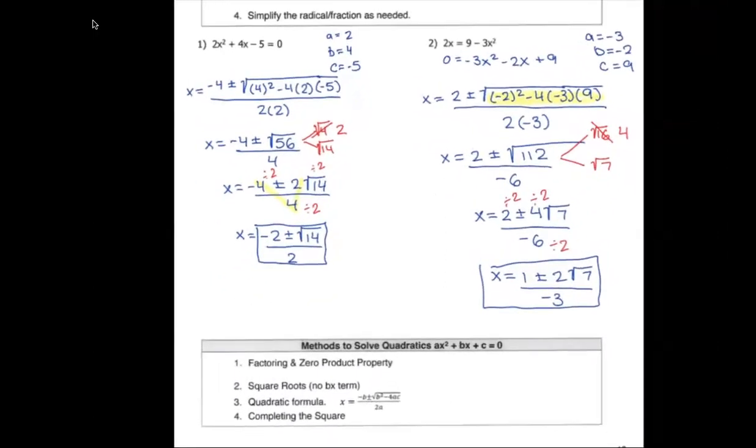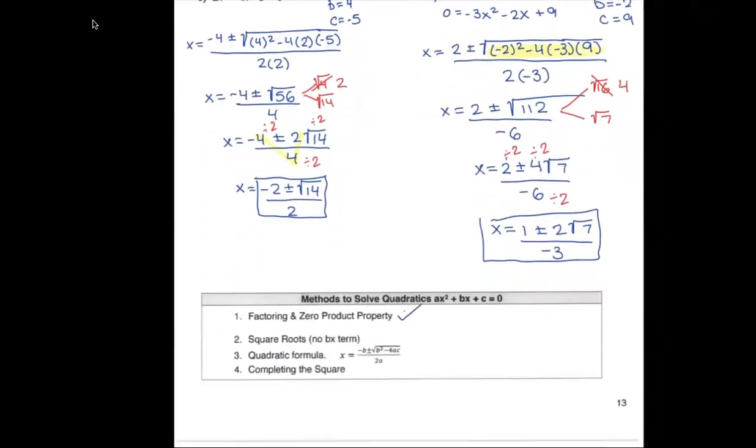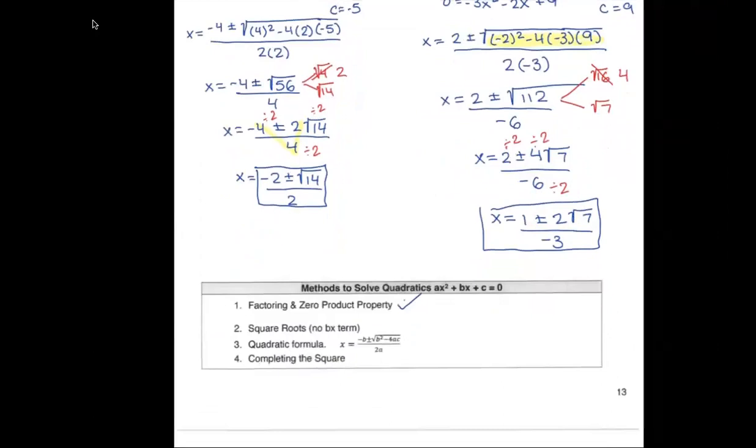Okay. So now all the methods to solve quadratics you have now learned. We've learned about factoring and the zero product property. I always try that one first. We learned about how to solve with square roots. That's just when you have an x squared term. We have now practiced the quadratic formula, and in the other class we did completing the square. Those are our 4 methods to solving quadratics.